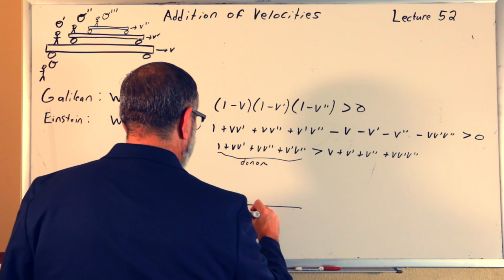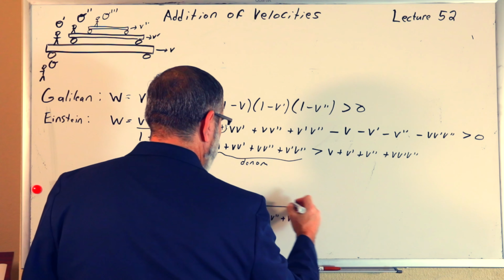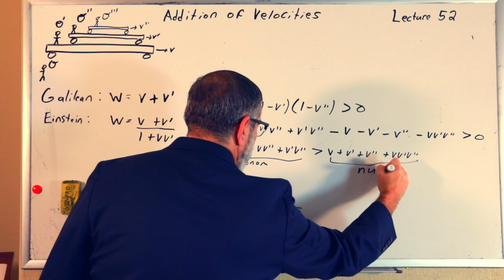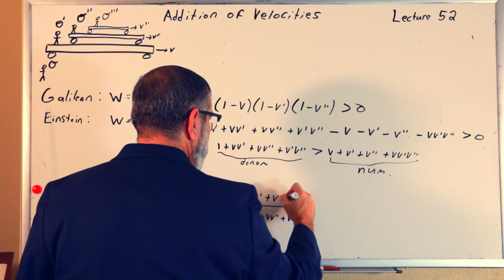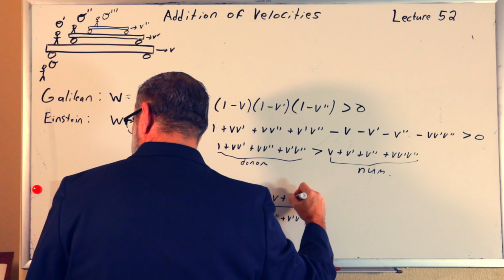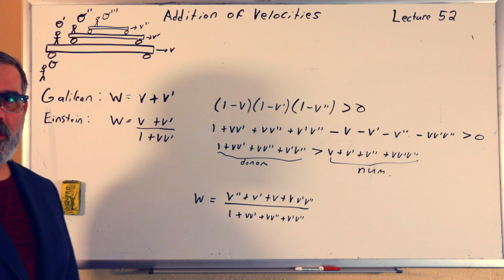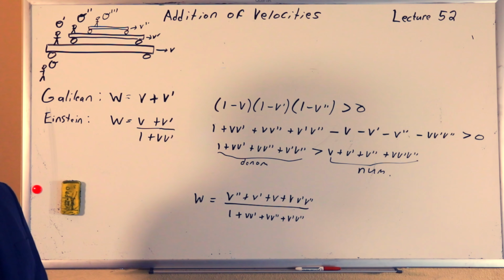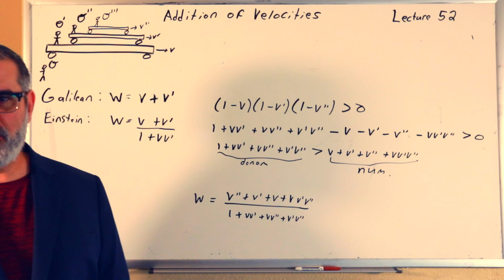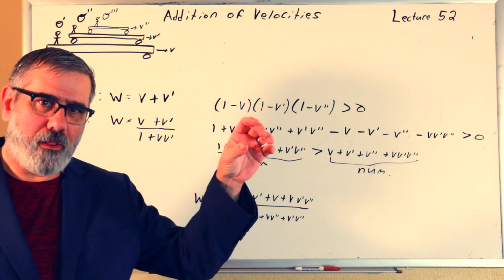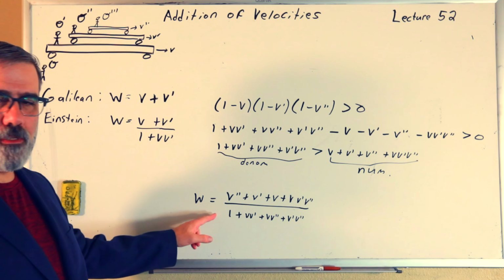So 1 plus V prime plus V double prime plus V prime V double prime. And this part constitutes the numerator of that relative velocity. So you get V double prime plus V prime plus V plus V prime V double prime. And you can confirm this, it's not fun to do, it involves a double substitution. You do it exactly as we did it before, except you'd add an additional reference frame that you started with, and you would substitute from the second one into the third, and then from the first one into the second. It's a bit messy, but you will confirm that this is exactly what you get.